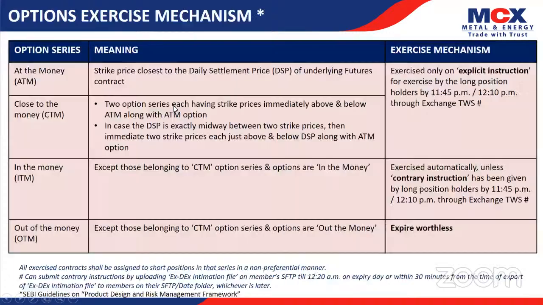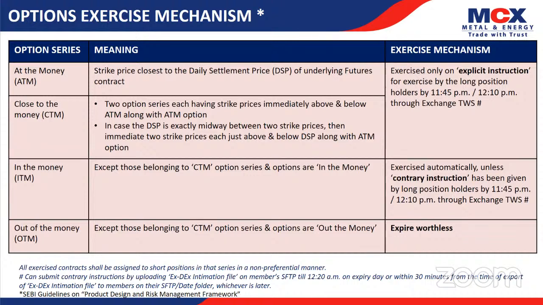So what happens? People who have their positions coming in CTM, if they want their positions to be taken forward, buyers of the options whose strikes are falling into CTM can give explicit instructions to the exchange that I want to take my positions forward and let them devolve into futures. So instructions from people whom we have received as an exchange will be taken forward. Otherwise, if we don't receive any explicit instructions from the buyers of options falling in the CTM band, all positions will expire worthless. So this is the concept right now.